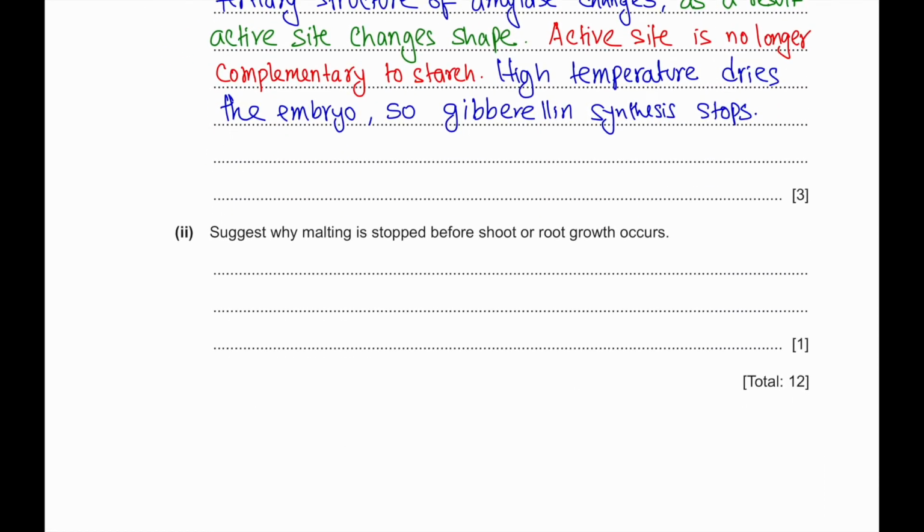Part 2. Suggest why malting is stopped before shoot or root growth occurs. So, to stop the sugar from being used, and so enough sugar is present for beer production, because the sugar would then get used for the shoot and root growth.